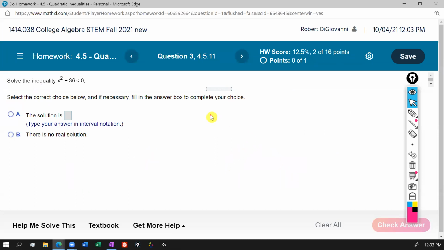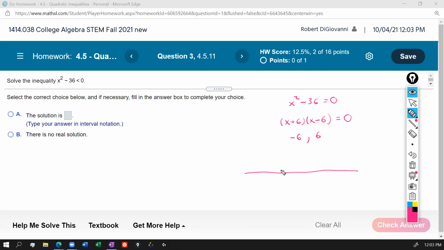x squared minus 36 less than 0. So x squared minus 36 less than 0. I turn it into an equation first. I can do this two ways. I can factor the left side, x plus 6, x minus 6. Or I could just move the 36 over and take the square root and do plus or minus. I'm going to do it this way. I got two answers, -6 and 6. Set those both equal to 0. So on my number line, I have -6, I have 6.